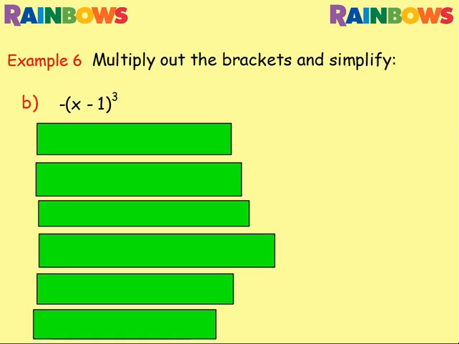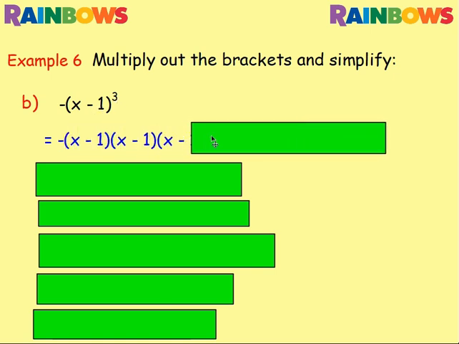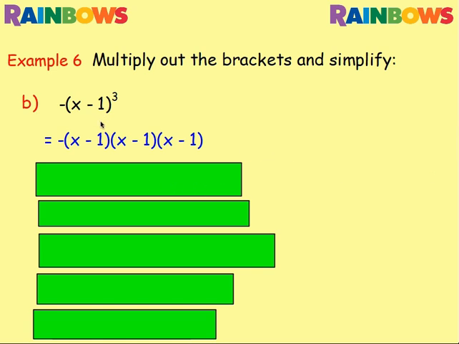Woo! Let's try this next one. Example 6b, negative x take away 1 cubed. Ooh. So we've got the negative, and the x take away 1 cubed means x take away 1 times x take away 1 times x take away 1. Note that it's not negative x take 1 times negative x take 1 times the negative x take 1. The negative is not in brackets, and we're not cubing it. We would be working out the x take away 1 cubed and then taking the negative of that.